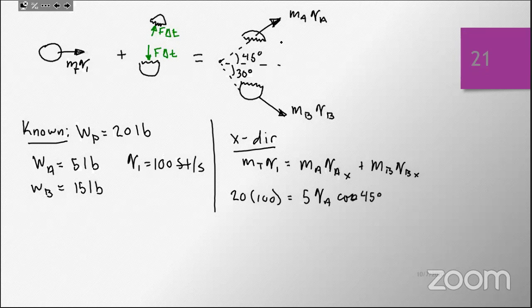Remember, we're breaking this down into components, right? So this is VA X, this is VA Y, this is VBX, and this is VBY. Plus 15. Well, Dr. D, you didn't do the masses, you just used the weight.